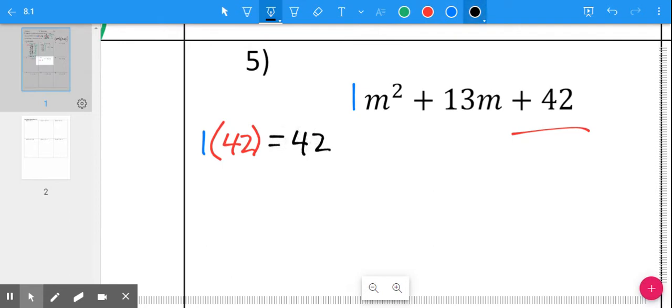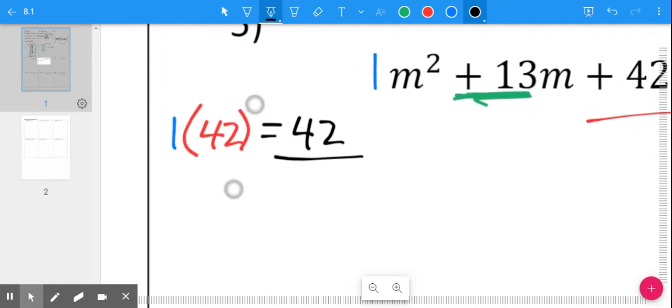Now, something you can go ahead and start to notice. When we are looking for that b value, we want it to be positive 13. So we can make a positive 42 by multiplying two negatives, but two negatives don't add up to a positive. So that's our hint that both of these factors are going to be positive. To make a positive 42 that adds to a positive number, both factors have to be positive. So that's going to save us a little bit of time.